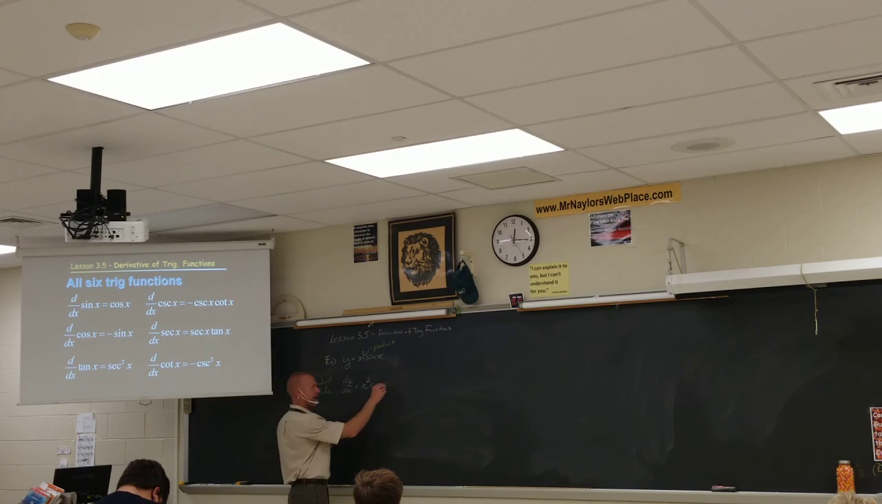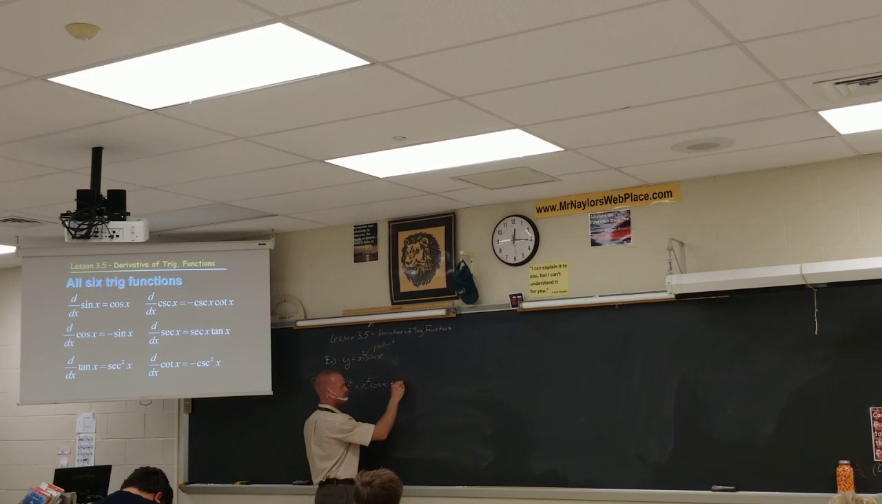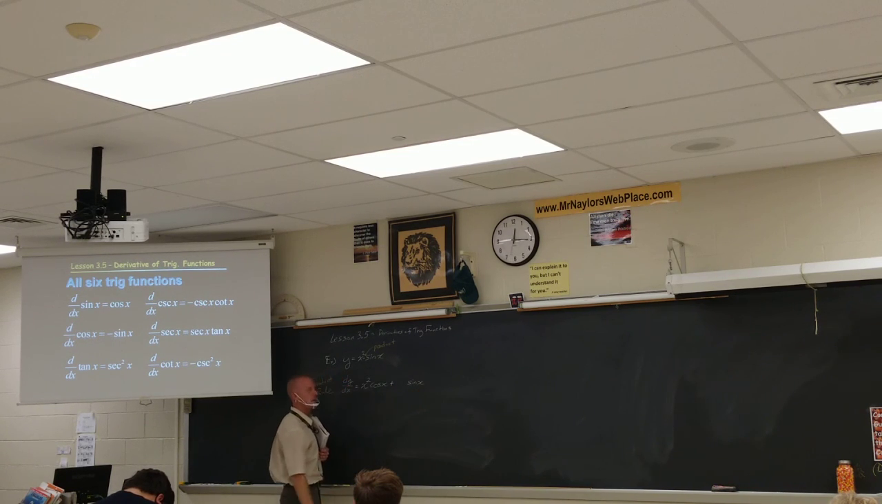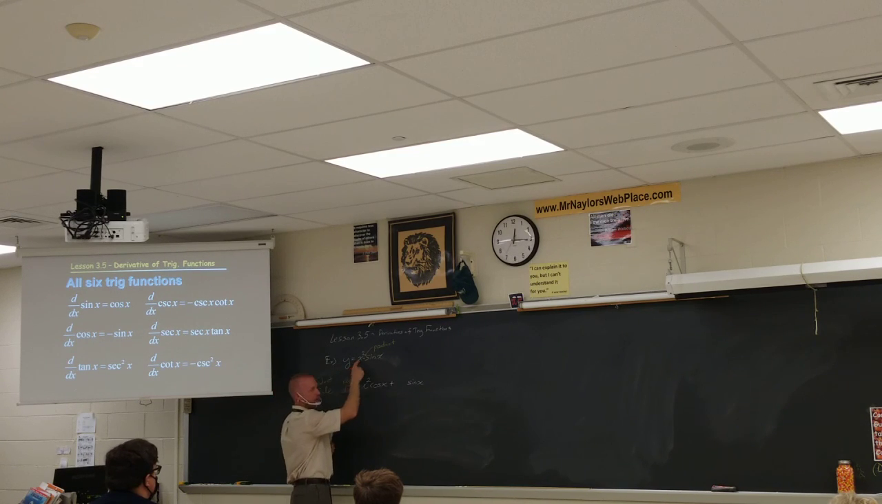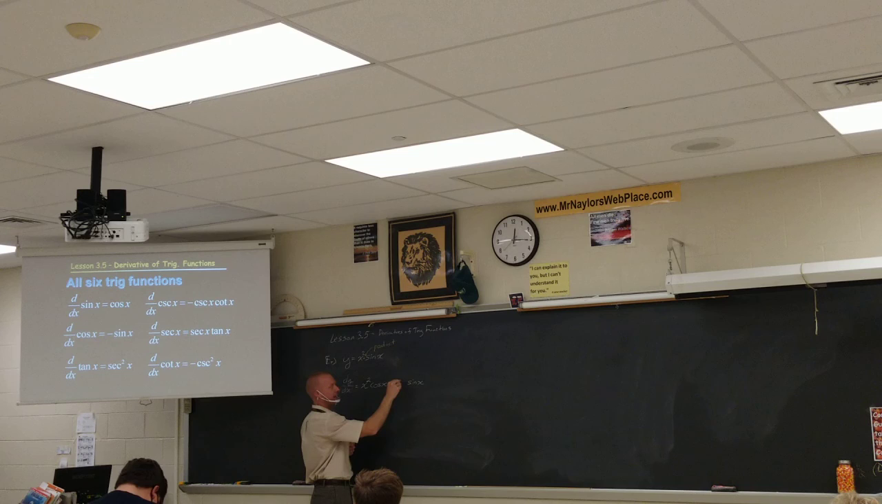And then you want to add the second times the derivative of the first. Here's the second. I just copied it down. The derivative of the first is the derivative of x squared. Of course, that's the old bring down the exponent thing.